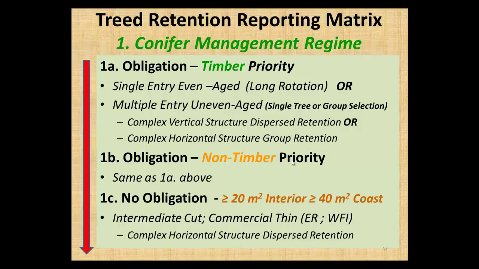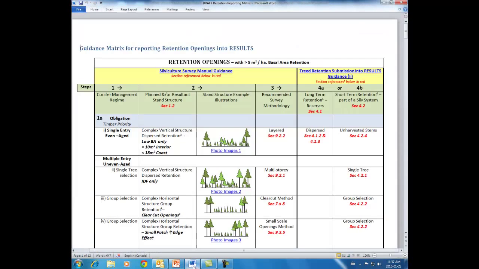Okay, so now we're going to dive into the matrix, and I will just shrink out this heading and I will pull the matrix up. Here we go. So this is basically the guidance matrix that will end up being published as an appendix in the Tree Retention Guidebook, and it will be an appendix in the surveys guidebook as well. So it'll be populated in both camps.